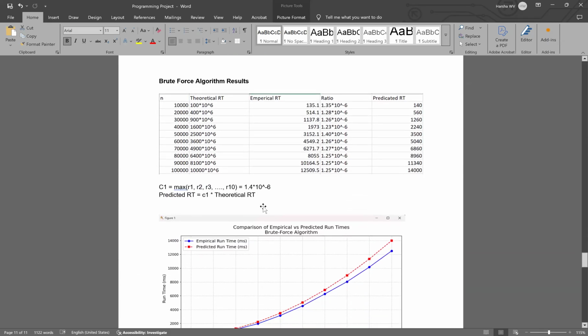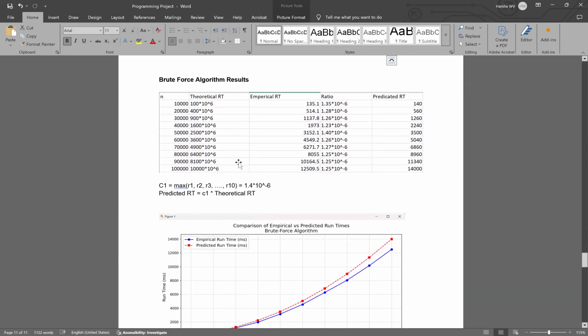So these are the brute force algorithm results that I got for the iterations starting from 10,000 to 1 lakh. This is the theoretical running time that has been taken for the algorithm to run. And empirical running time is based on the output that we got. Here, I'm finding the ratio by dividing the empirical running time by the theoretical running time, finding the maximum value over here and multiplying it with the theoretical running time to get the predicted running time.